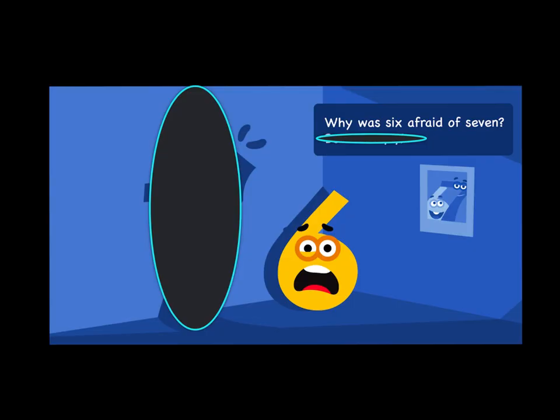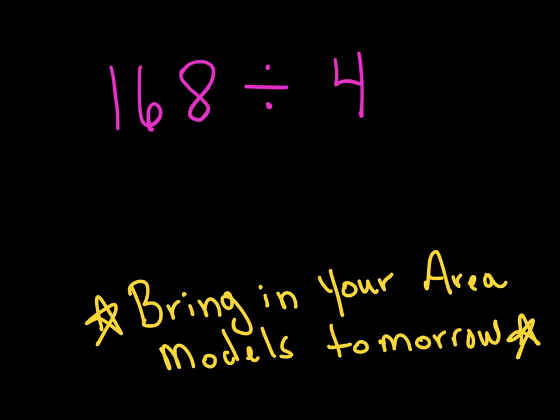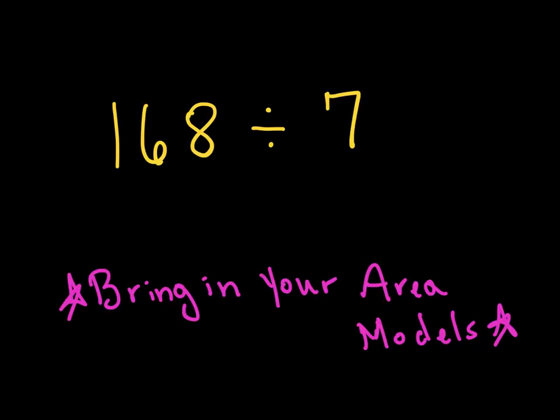Why was 6 afraid of 7? In order to find out this math riddle, solve the next 2 problems. 168 divided by 4. Bring in your area models tomorrow so you level up. Your last one before the riddle. 168 divided by 7. Bring in those area models tomorrow so we can level up.